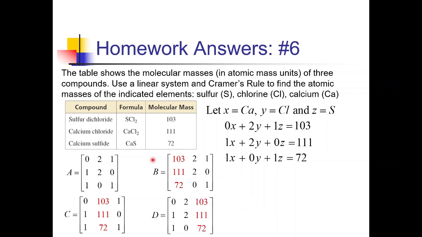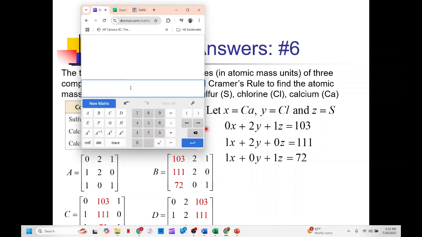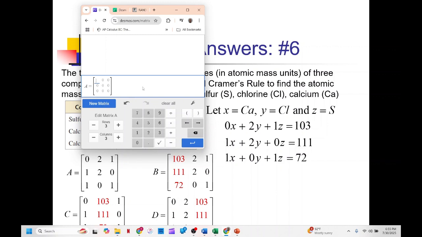At this point, I need to enter these matrices in my Desmos matrix calculator. So I'm going to start by making a new matrix, and it'll automatically call it A. Let me make that 3 rows and 3 columns, and I'll do that for all of these here. So that's going to be 0, 2, 1, 1, 2, 0, and 1, 0, 1. Next, let's make a B matrix, 3 rows, 3 columns. We've got 103, 2, 1, 111, 2, 0, and 72, 0, 1.